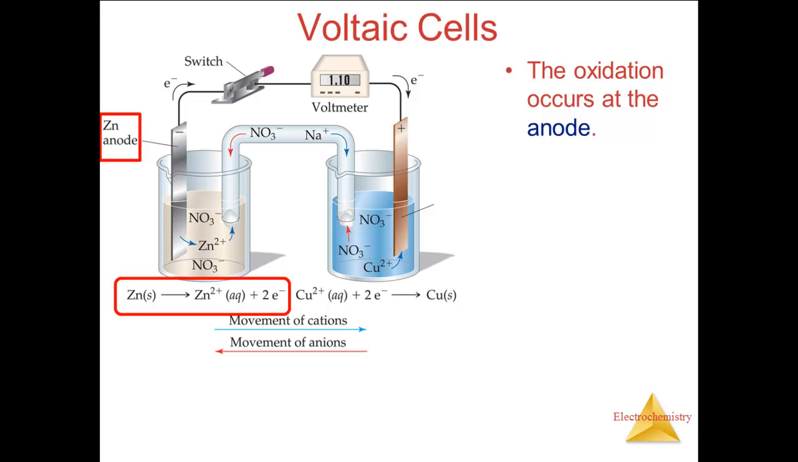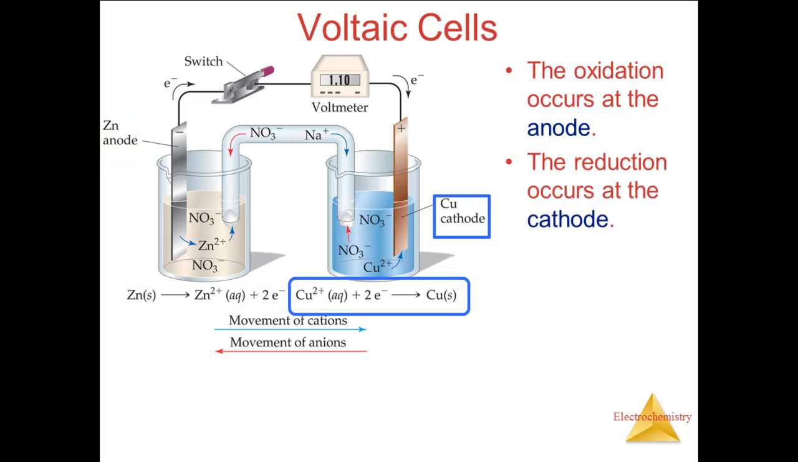Oxidation occurs at the anode. Note that the vowels O and A are together. In this case, the zinc metal is being oxidized to zinc ions, as shown in the highlighted reaction. Reduction occurs at the cathode. The consonants R and C are together. In this case, the copper ions are being reduced to copper metal in the reaction highlighted.